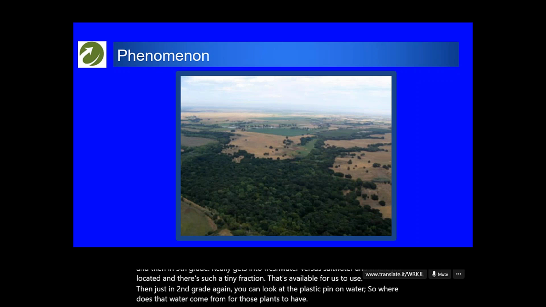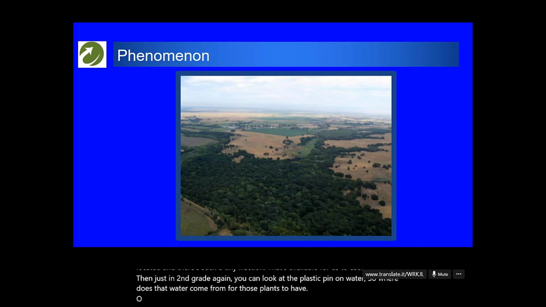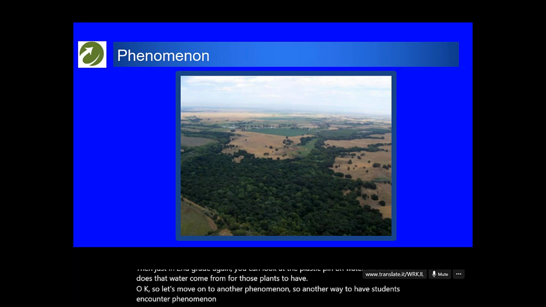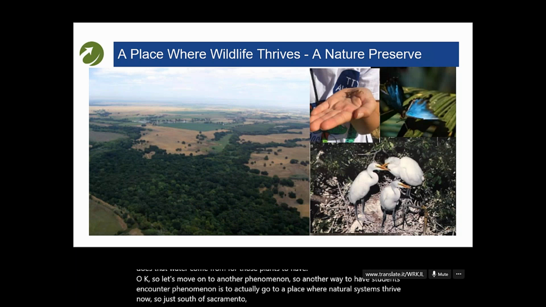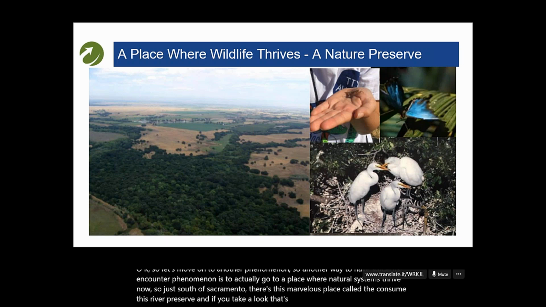Okay, so let's move on to another phenomenon. Another way to have students encounter phenomena is to actually go to a place where natural systems thrive. Just south of Sacramento, there's this marvelous place called the Cosumnes River Preserve, and that's where those egrets live. There are several other places that are available to the public.